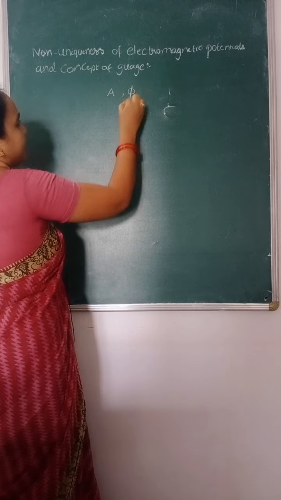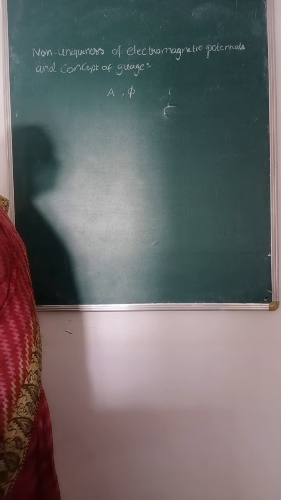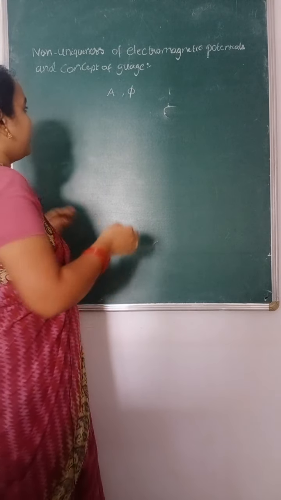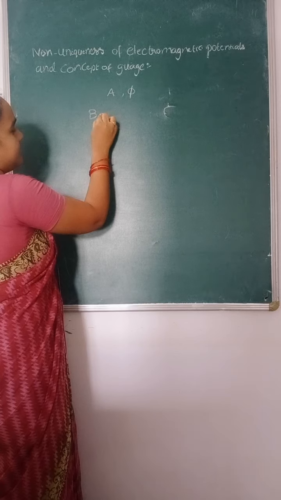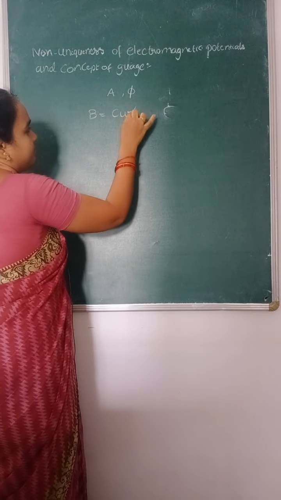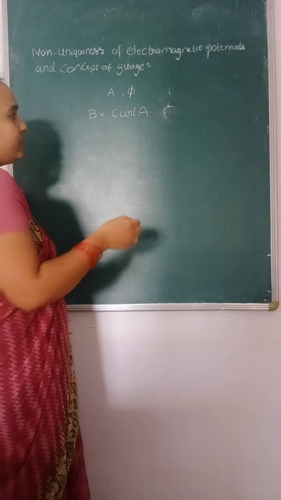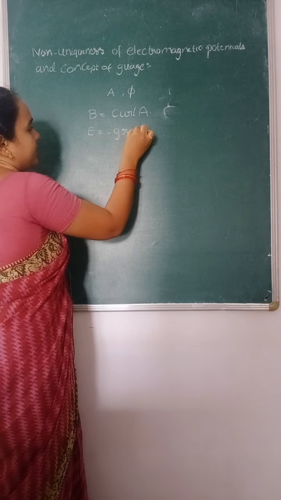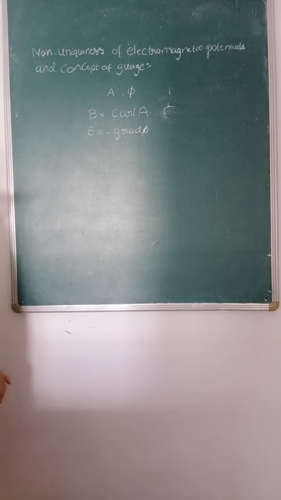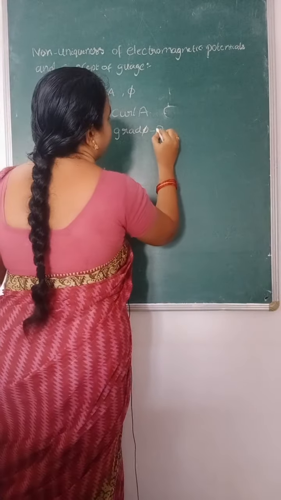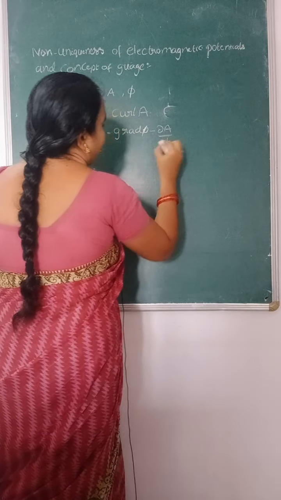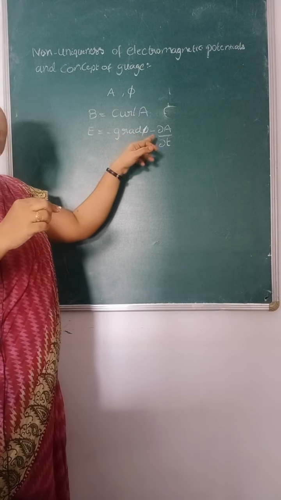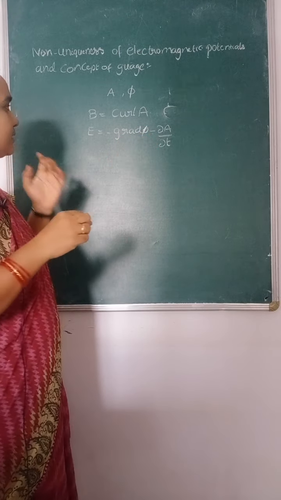A and phi are the electromagnetic potentials. These potentials are used to calculate the electric and magnetic field vectors. That is, we can calculate the magnetic field vector as B is equal to curl A, and the electric field vector will be minus gradient of phi minus dou A by dou t. This is how we can calculate the electric and magnetic field vectors from electromagnetic potentials.